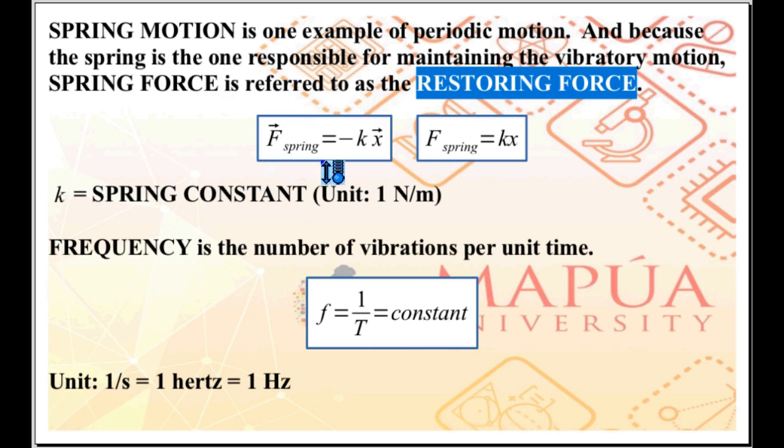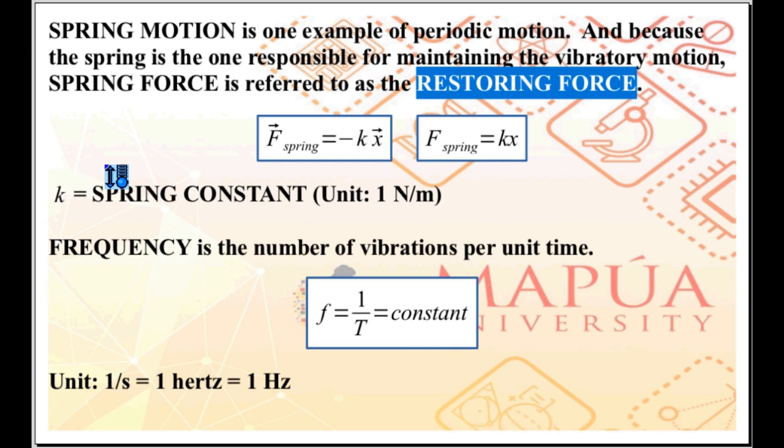Thus, F spring is equal to negative kx, Hooke's law. The magnitude of F spring is just kx. We remove the minus sign, and the vectors x and F spring are now just magnitudes. The magnitude of F spring is equal to kx, where k is the spring constant, and its unit is Newton per meter.